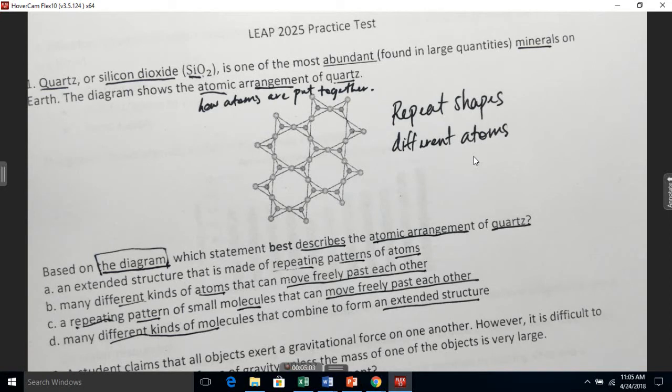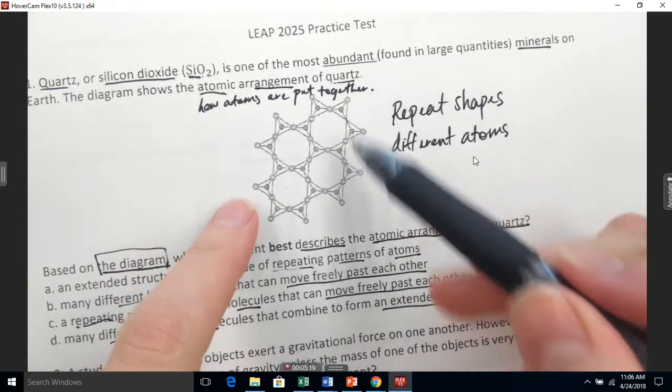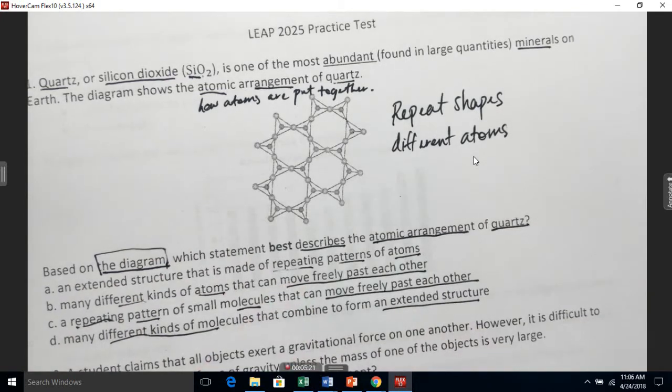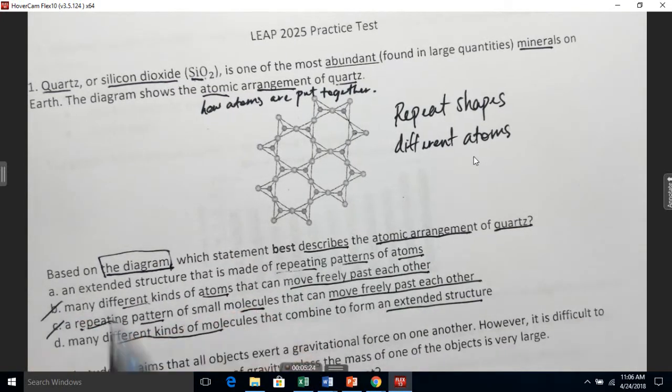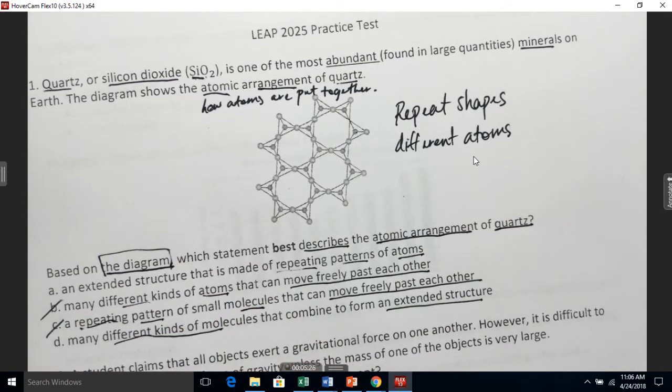Tylen? You think D? I'm not looking for a letter yet. Anything in those sentences that is like maybe move freely past each other. Move freely past each other. If they're combined and they can't move around. Do you think, according to this picture, that they can move freely past each other? No. B and C are wrong. Who chose B or C?